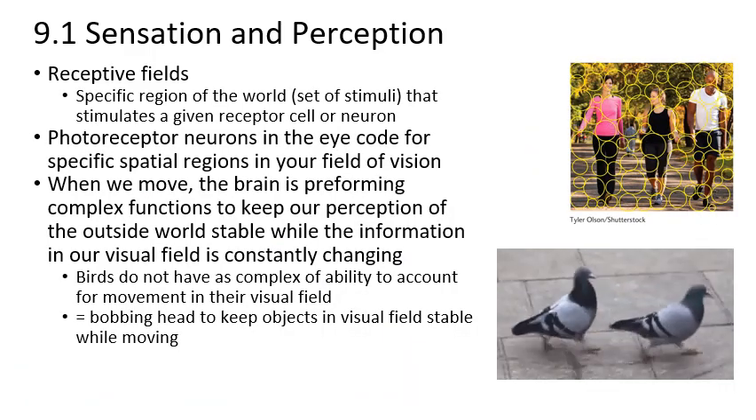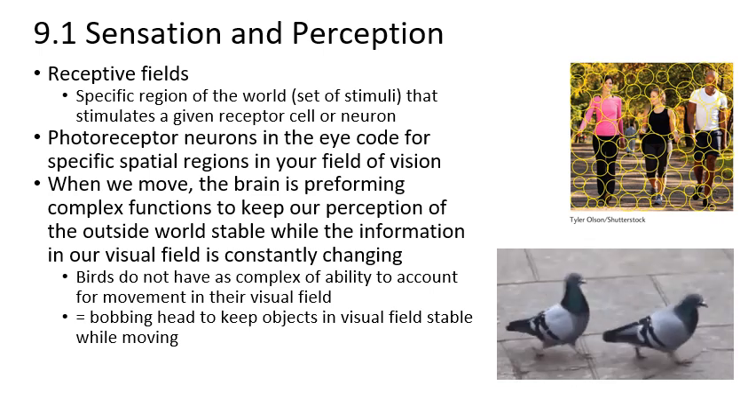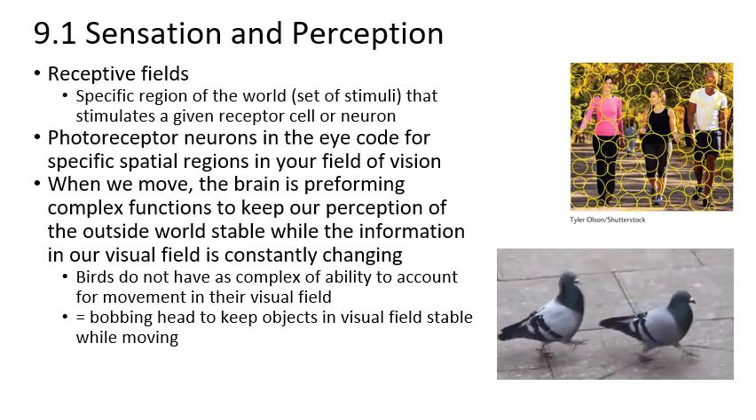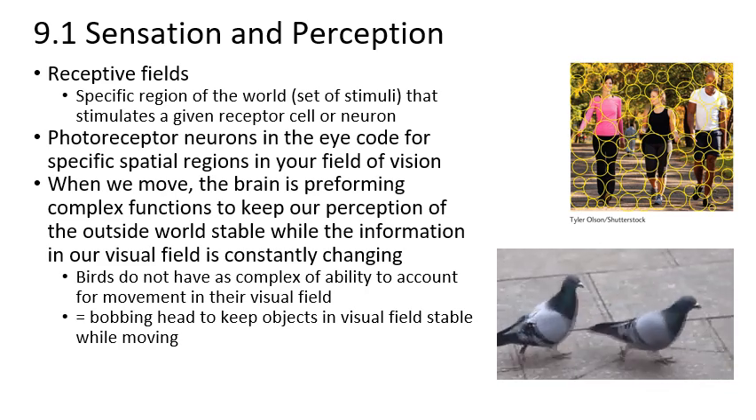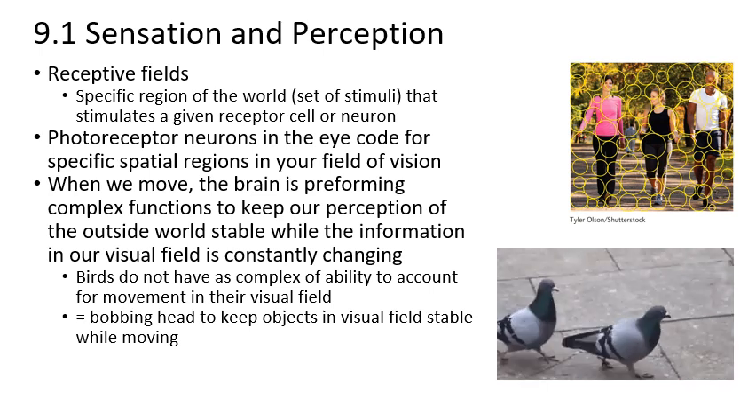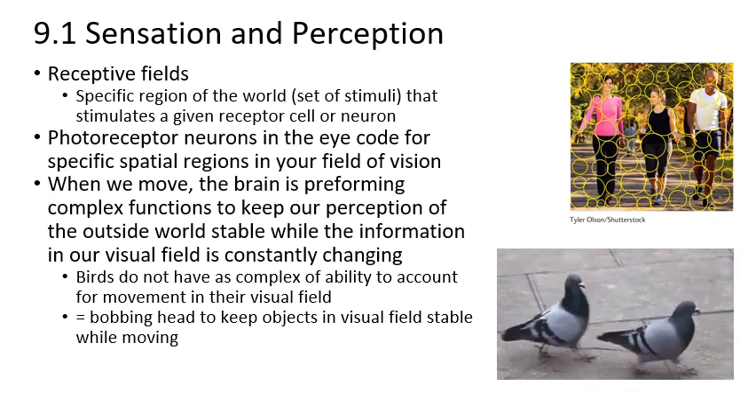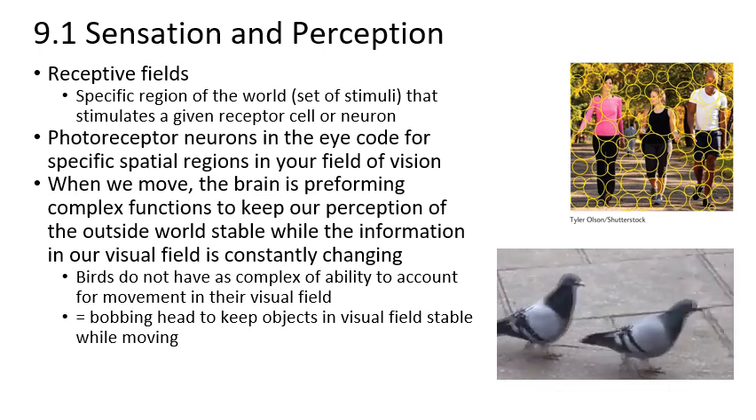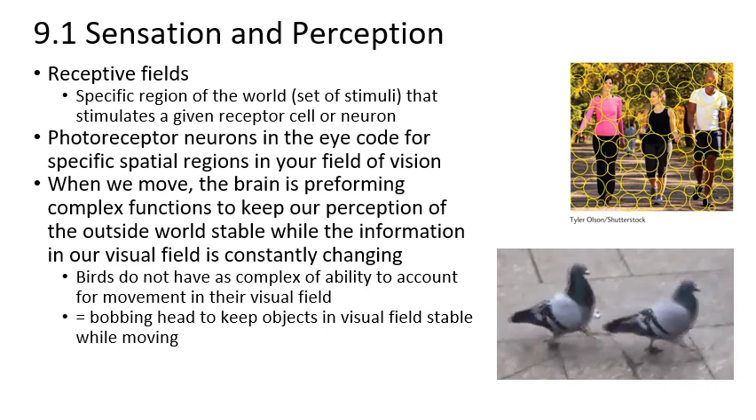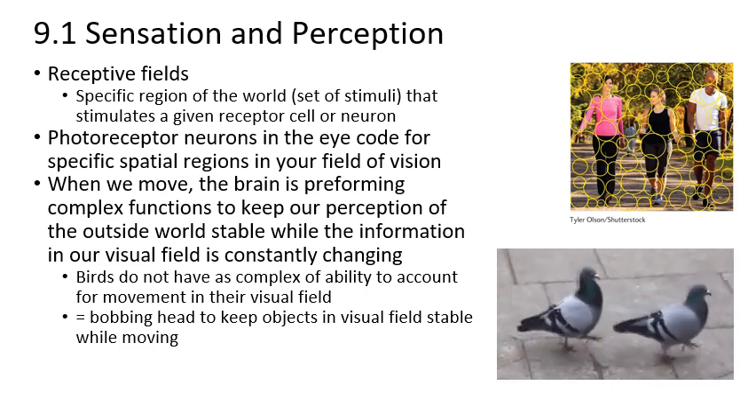A receptive field is a specific region of the world, which is like a set of stimuli in the world that stimulates a given receptor cell or neuron. So photoreceptor neurons, which pick up on light in the eye, code for specific spatial regions in the field of vision. And if you look at this image on the top right, these yellow circles each represent what a different photoreceptor cell might code for. So each cell has a specific spatial region in your sight that it codes for. And the receptive fields are actually quite a bit smaller than that, but this is just a demonstration of that concept.